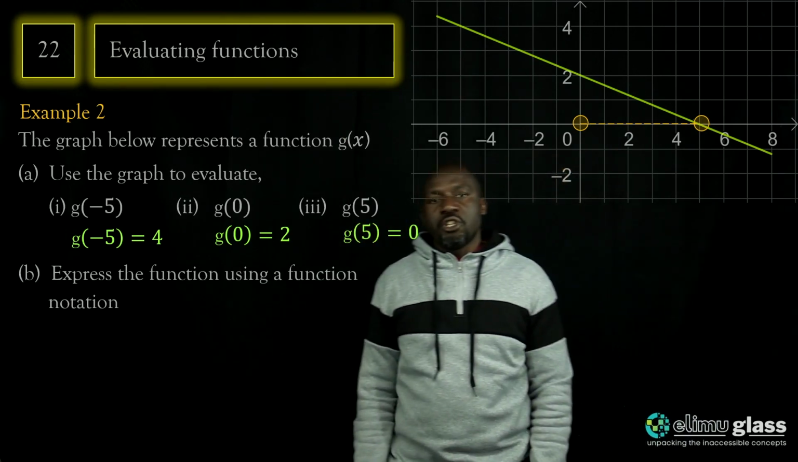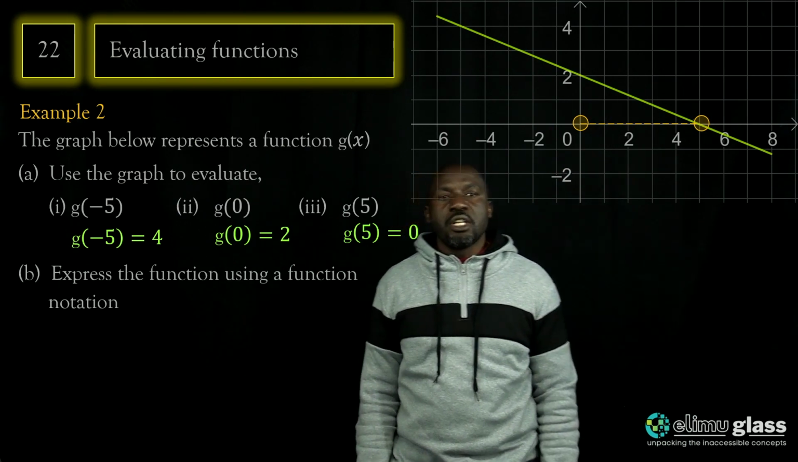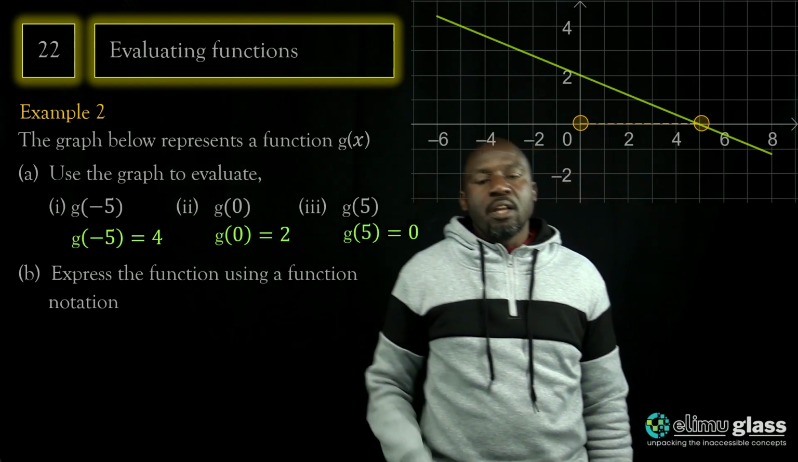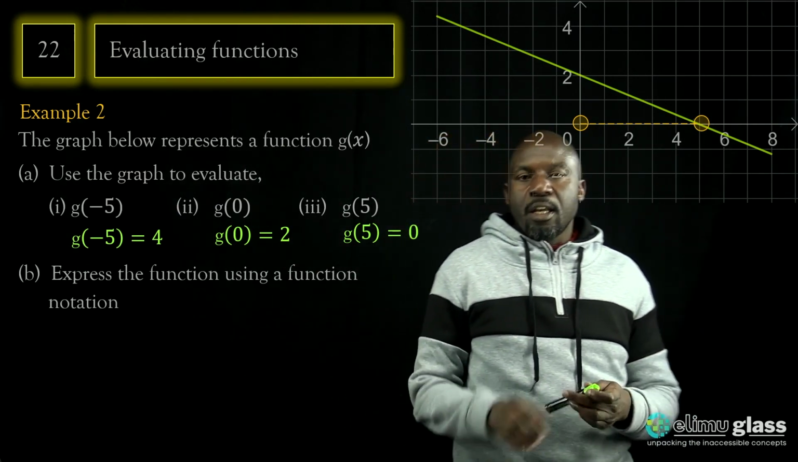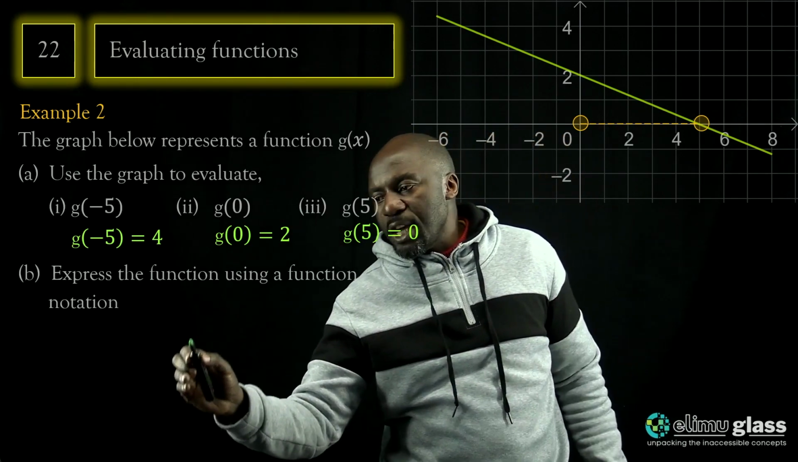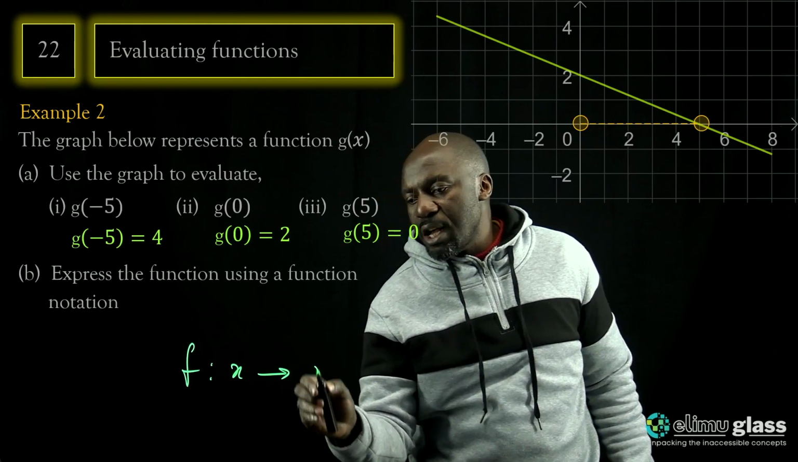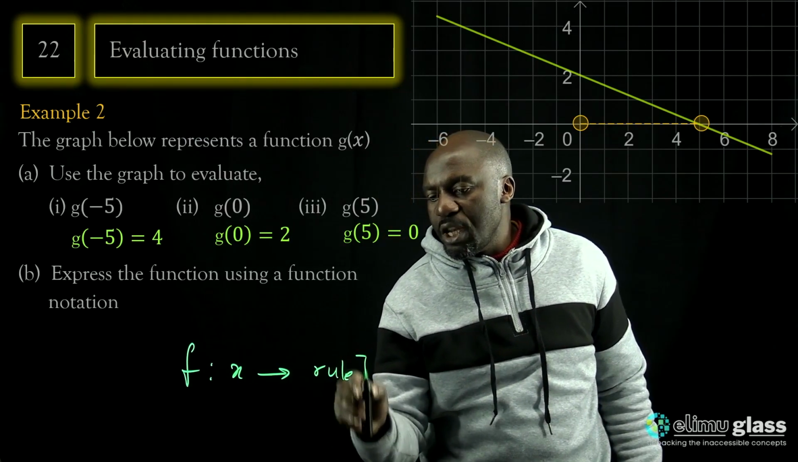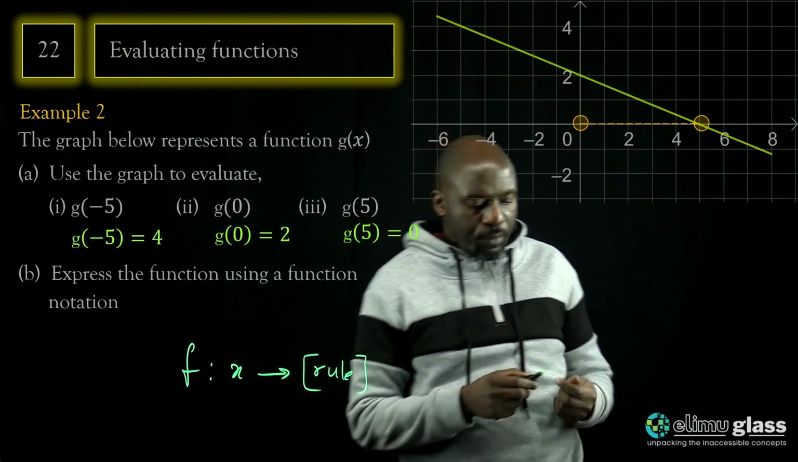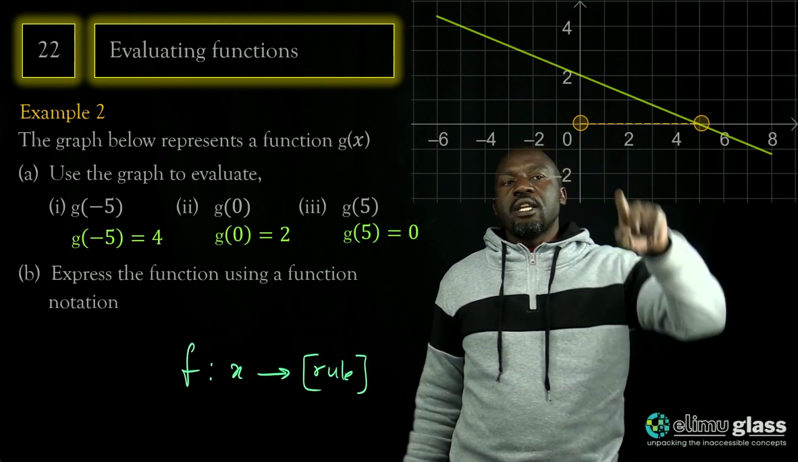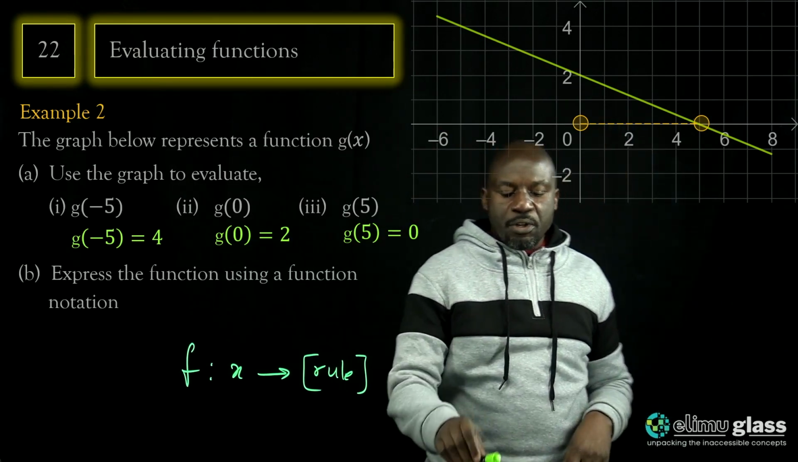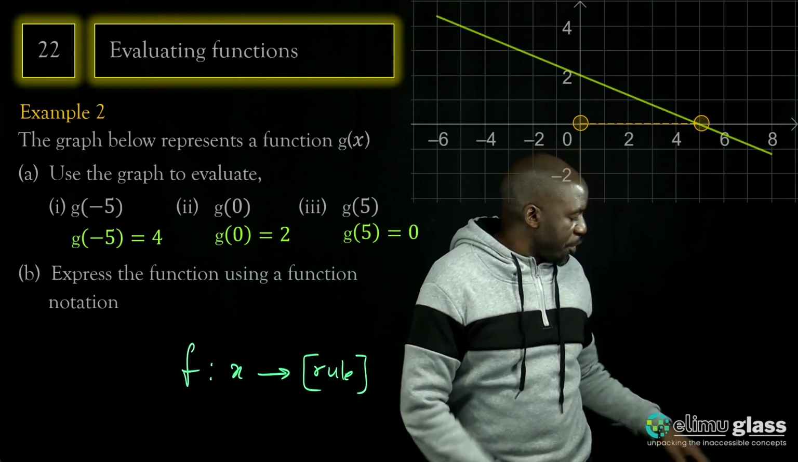All right, next question is to express the function using function notation. That means we want to write f is such that x maps onto some rule here. So we need to find this rule. That rule is in fact the equation of this line. So if we're going to get the rule, then we have to determine the equation of the line.